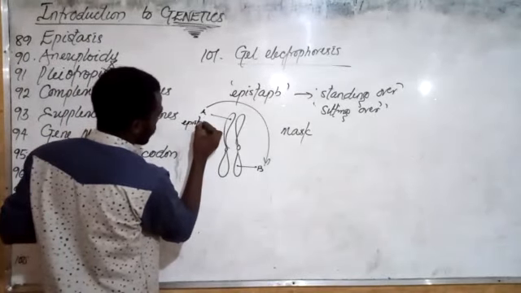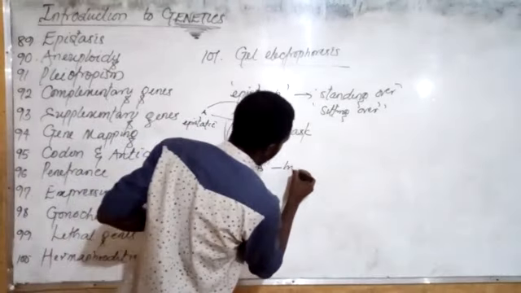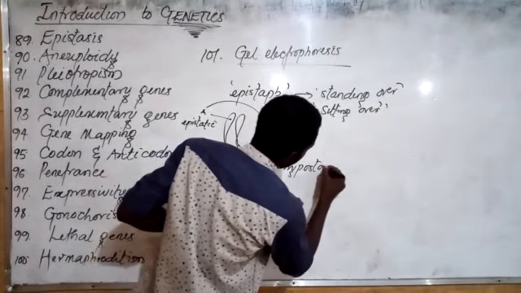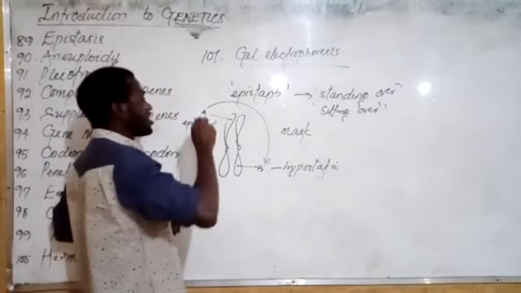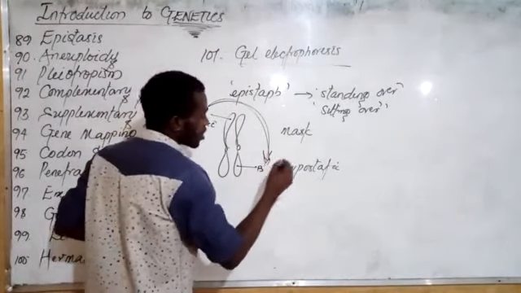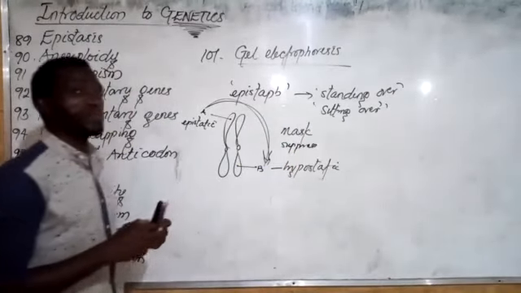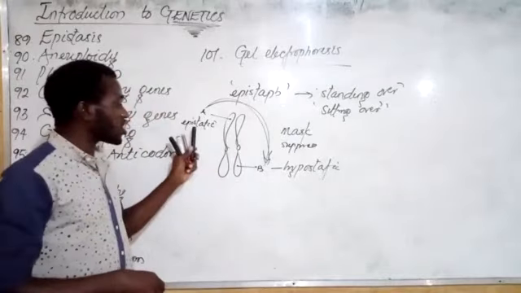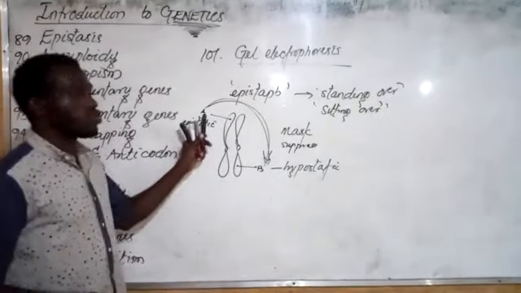The epistatic gene, while the gene that is being influenced is called the hypostatic gene. So we use the term hypostatic especially when gene A is acting in such a way as to suppress gene B. So if gene A suppresses gene B, then we say that gene A is epistatic over gene B, and gene B is hypostatic on gene A.